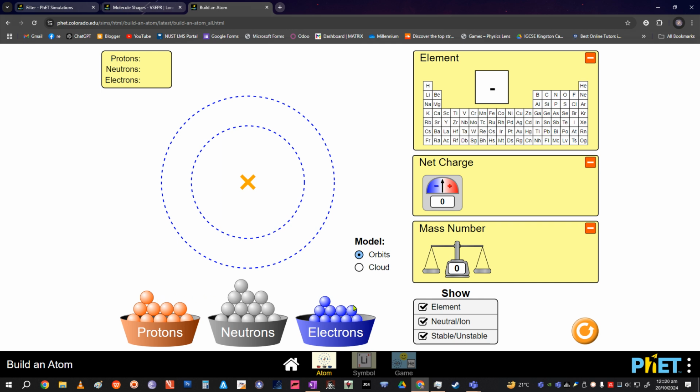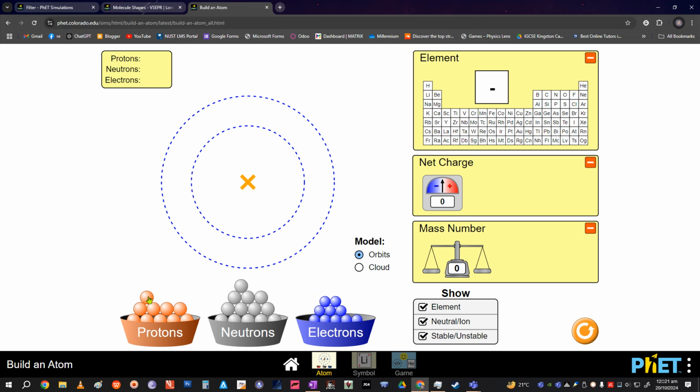Now if I put the electrons in, you see a charge, which is negative one. I put in another electron, you see a charge, but you don't see any change in the mass. That means the electrons don't really contribute much to the mass, and they don't define the element either. You don't see any element being highlighted over here. Now I'm going to take the electrons out.